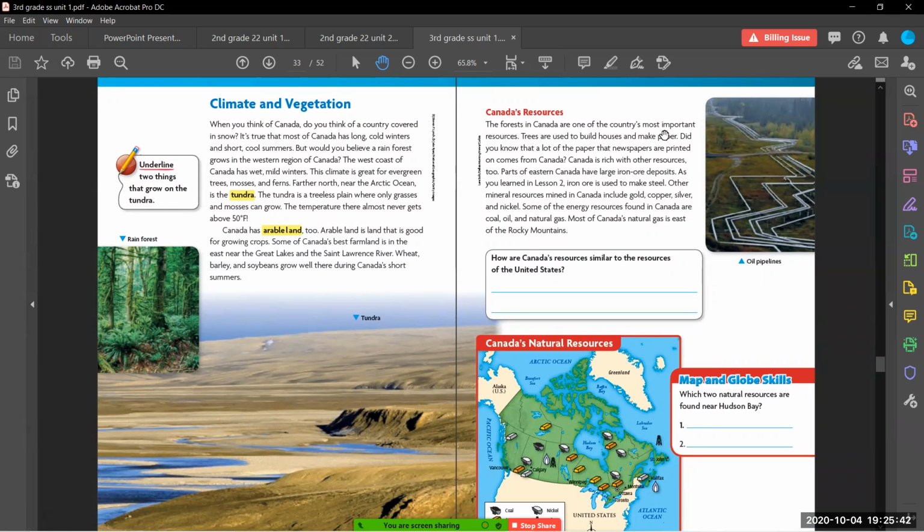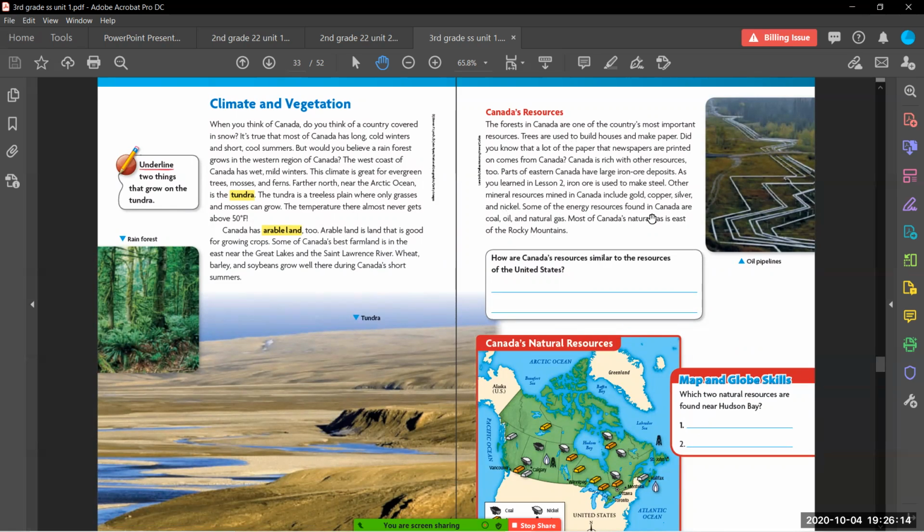The forests in Canada are one of the country's most important resources. Trees are used to build houses and make paper. Did you know that a lot of paper that newspapers are printed on comes from Canada? Canada is rich in other resources too. Parts of Eastern Canada have large iron ore deposits. As you learned in lesson two, iron ore is used to make steel. Other mineral resources mined in Canada include gold, copper, silver, and nickel.